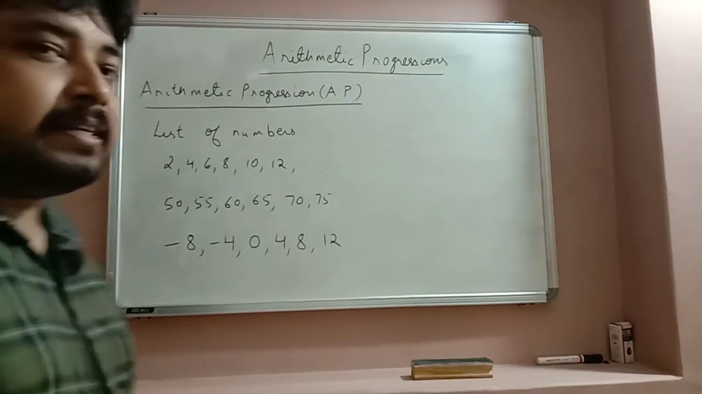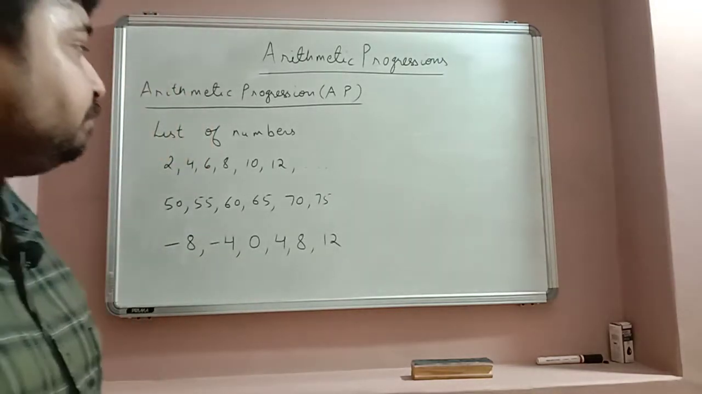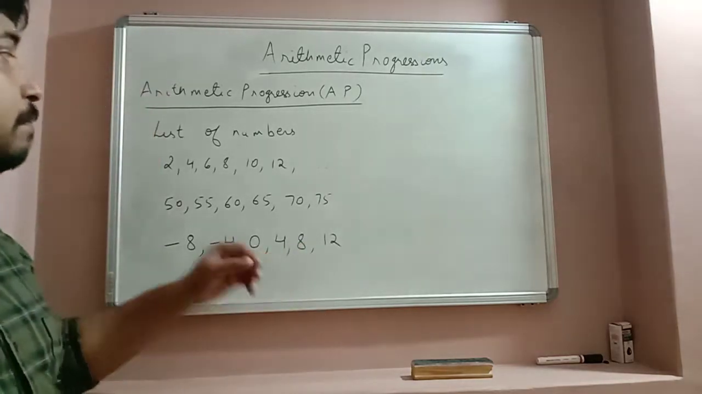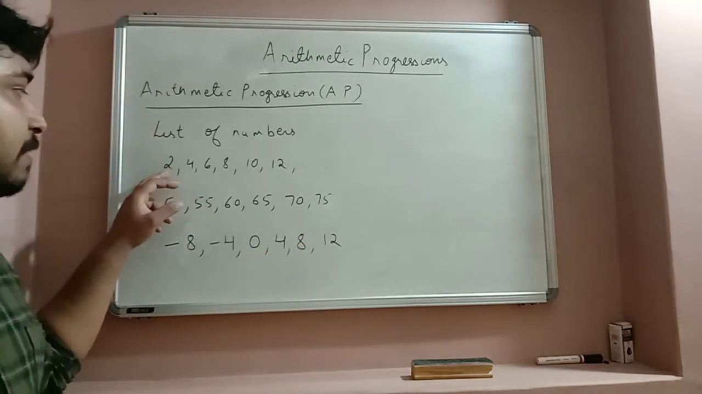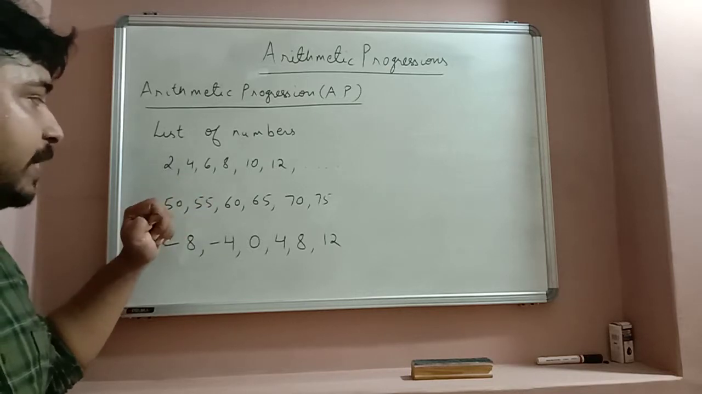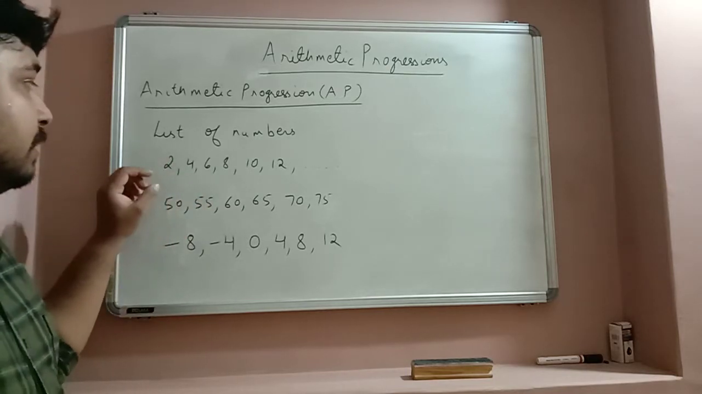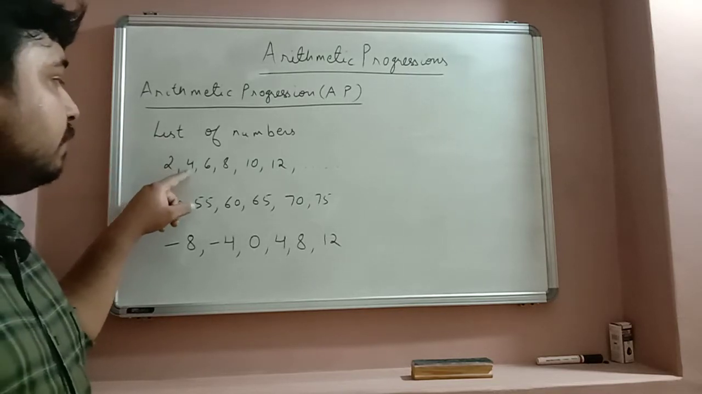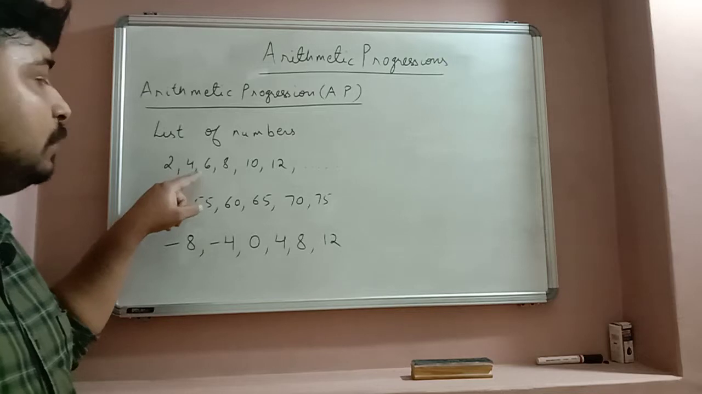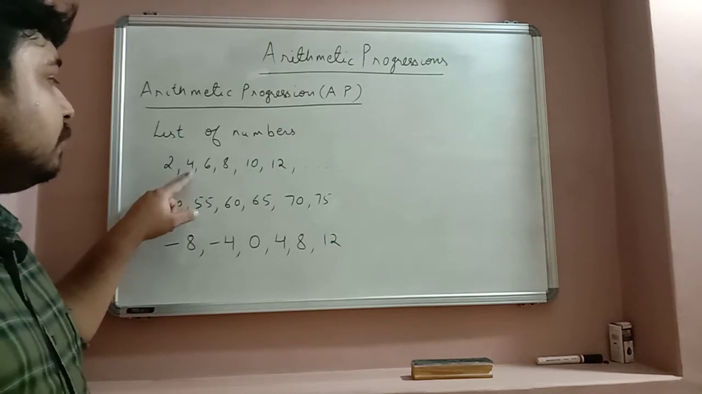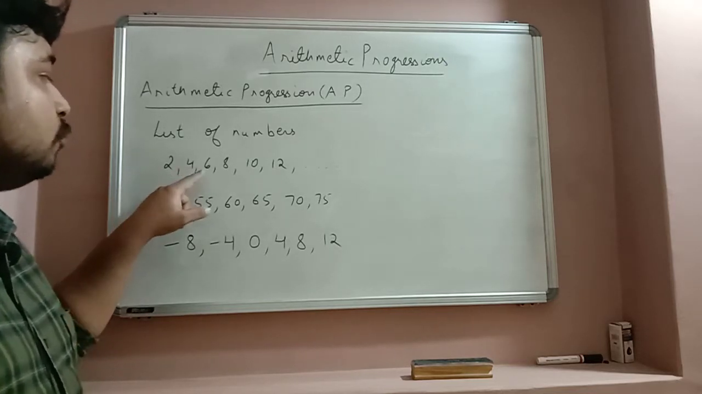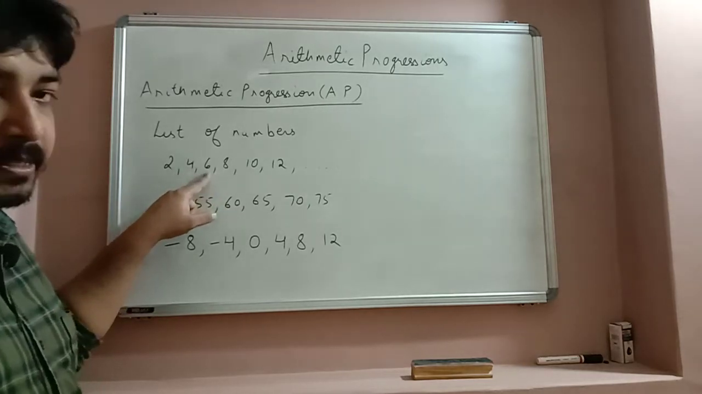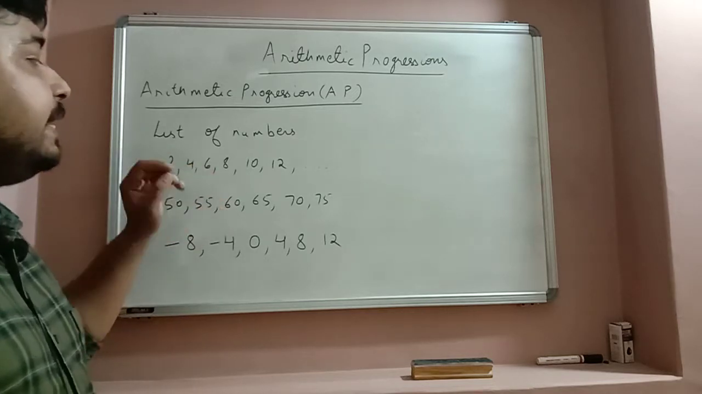Okay students, let's discuss arithmetic progression. Before I take arithmetic progressions, let me take some lists of numbers. The first list of numbers is 2, 4, 6, 8, 10, 12. Each number is known as a term. The first term is 2 and each consecutive term is obtained by adding 2 to the previous term. For example, to get 4 I have added 2 to 2, to get 6 I have added 2 to 4, to get 8 I have added 2 to 6. So each term we get by adding 2 to the previous term.